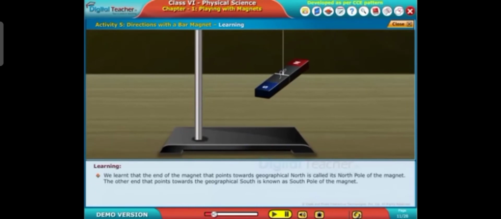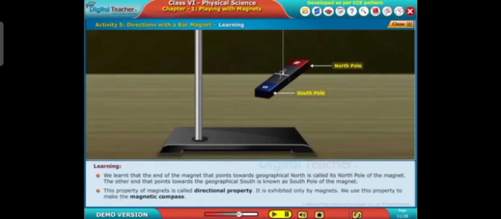Okay, so that is what we have learned from the activity. The magnet will always align in the same position when it comes to a resting position. And what is the direction? North south direction, because it always aligns in north and south. The end that faces north is known as the north pole, and the other end which faces the south is known as the south pole. So those are the poles of the magnet. Which are they? North pole and south pole.